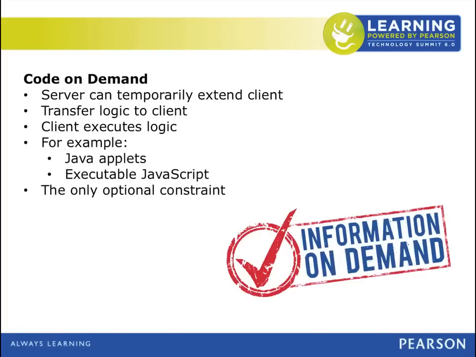And code on demand, this one's unique in that it is the only optional constraint. And that is that you can read data from a server that changes how the client works. That's how Gmail works, right? Downloads JavaScript, runs it on the client. So that's all that means. And this is the only one we can not adhere to in our RESTful architecture and still remain RESTful.